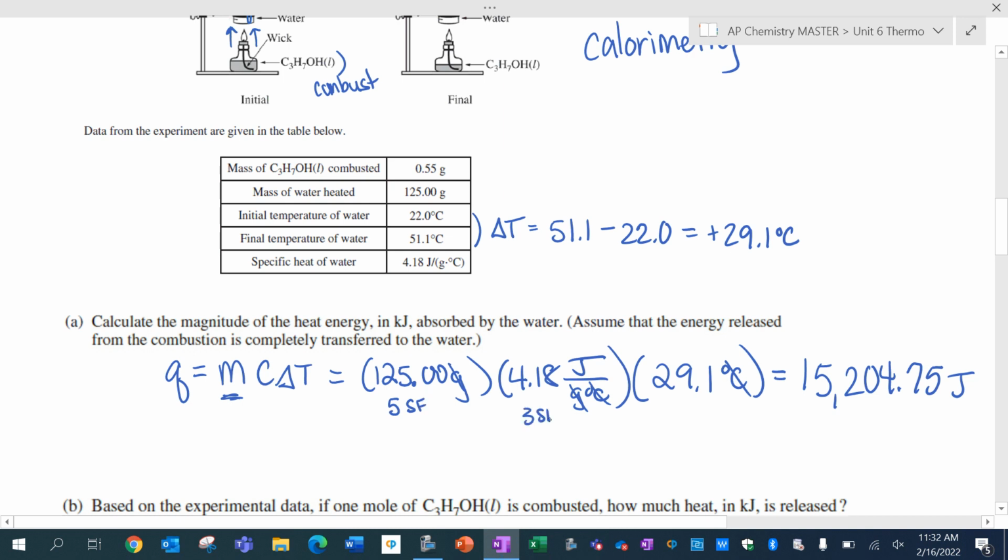This number has 3 sig figs. This number has 3 sig figs. So my answer should have 3 sig figs. So I'm going to write it like this, 15,200. If there's no decimal, then these trailing zeros are not significant.